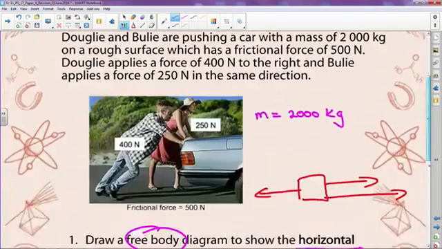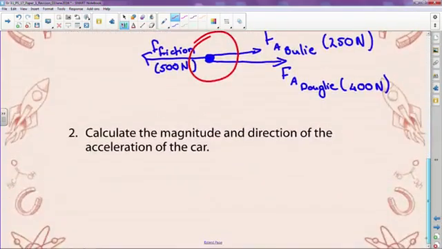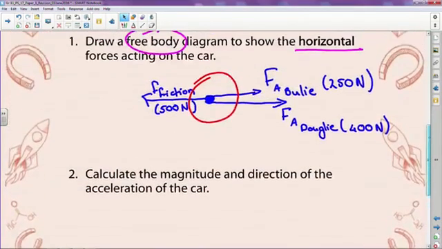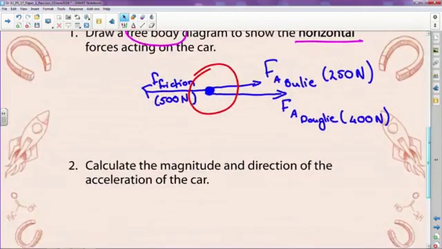Where's question 2? There's question 2. So I've got my force diagram still, and let me just extend the page so I can write something for you. Here's my force diagram. It's now asking me to calculate the magnitude and the direction of the acceleration of the car. In other words, calculate acceleration for this sum.